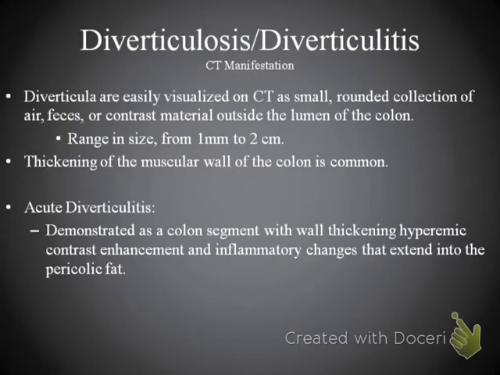So what does it look like on CT? Diverticula are easily visualized on CT as small, rounded collections of air, feces, or contrast material outside the lumen of the colon, ranging in size from 1 millimeter to 2 centimeters. Thickening of the muscular wall of the colon is common. Acute diverticulitis is demonstrated as a colon segment with wall thickening, hyperemic contrast enhancement, and inflammatory changes that extend into the pericolic fat. It looks almost like an abscess with diverticular disease portions in it.